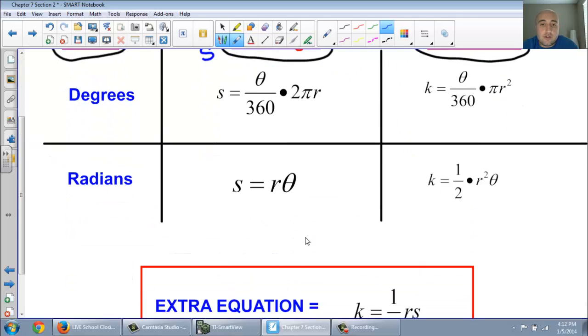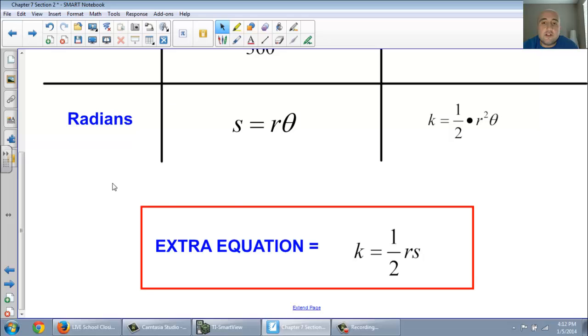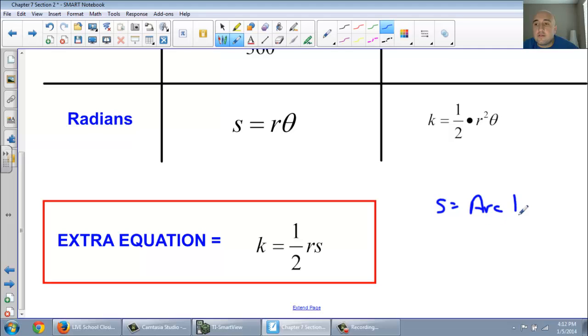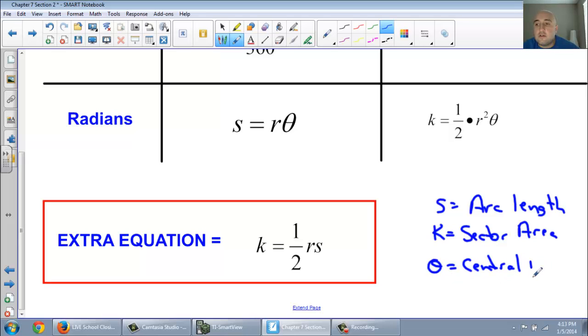Let's talk about the main letters that we have. S stands for arc length. K stands for sector area. Theta is your central angle. And little r stands for radius. Those are the only four letters that you need to know what they stand for, and then you should be able to solve for any of the other letters depending on what you have.